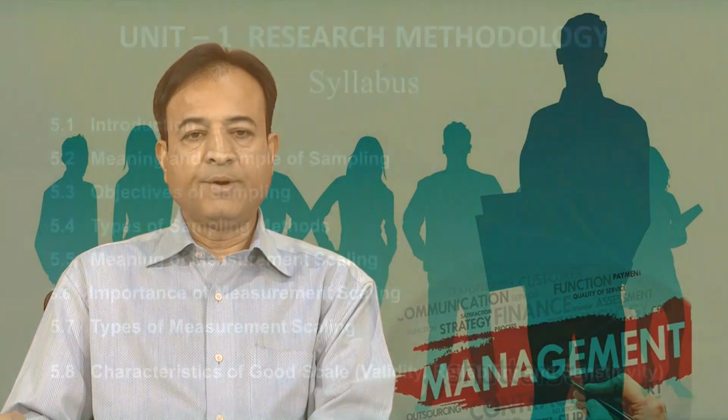Friends, today we are going to learn about MBA SEM2's subject Research Methodology. The code is MBA02C204, block number 1, and unit number 5. Unit number 5 is Sampling and Measurement Scaling. First, we'll see the index or detailed syllabus, then we'll try to elaborate.